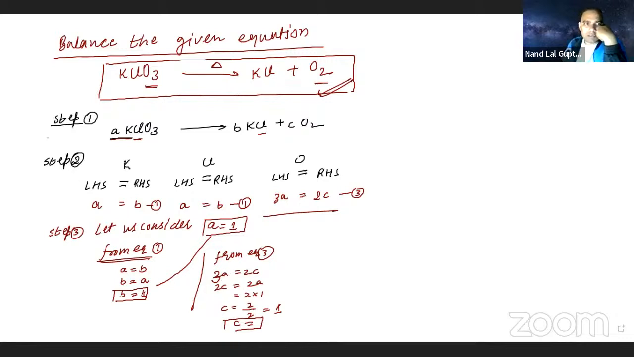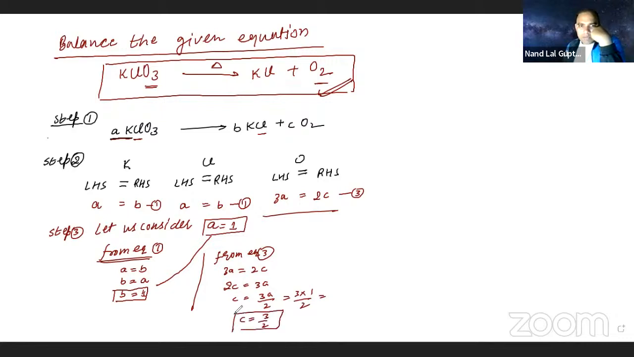3A equal to 2C. A little error is there that you rectify here. What is there? 3A equal to 2C. That is 2C equal to 3A. So C is equal to 3A by 2. So with the A value 1, it is 1 by 2 times 3. So C equal to 3 by 2 is actually coming. Okay, so let it be like that.